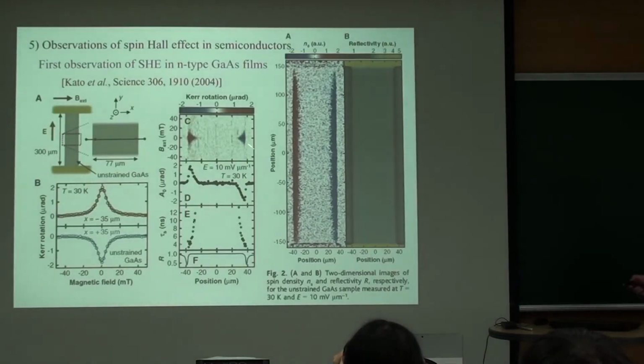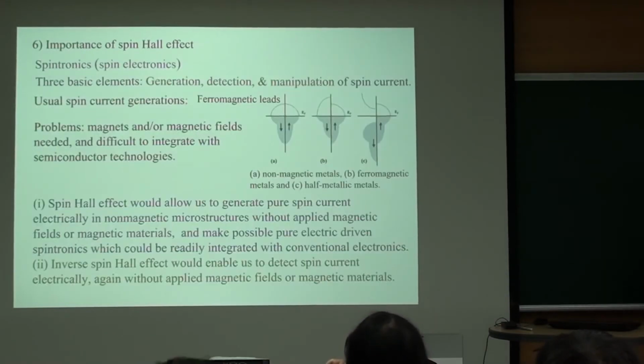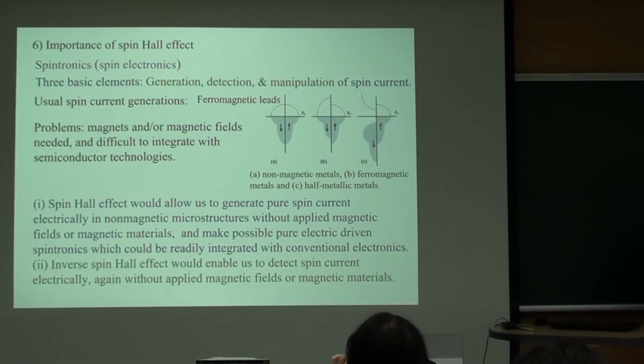This paper actually started the modern research on the spin Hall effect. Quickly, this was confirmed by the Awschalom group in Santa Barbara. You can see that beautifully. Using optical measurement, you see the spin accumulation, spin up on this side and spin down on that side.